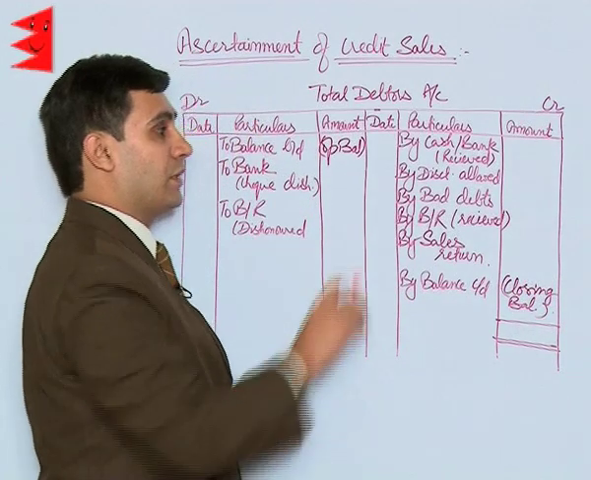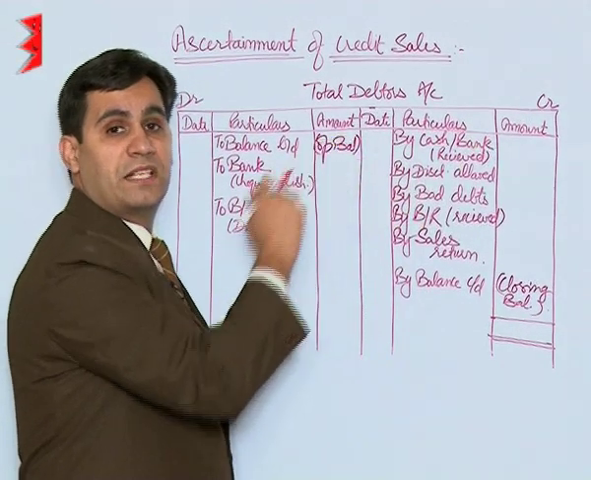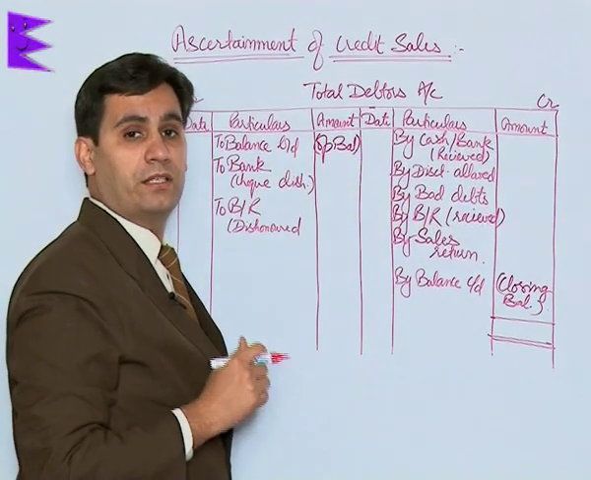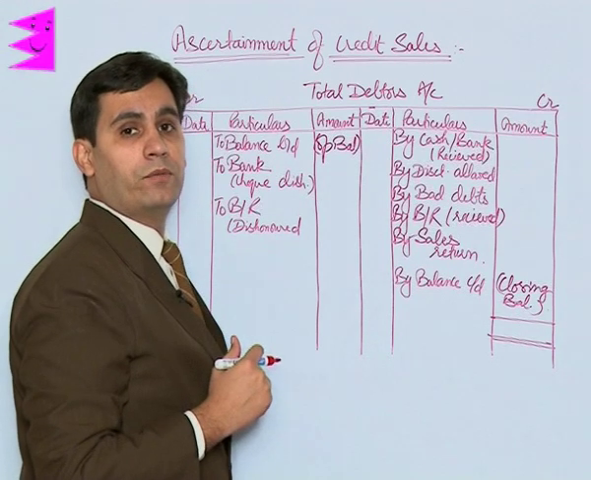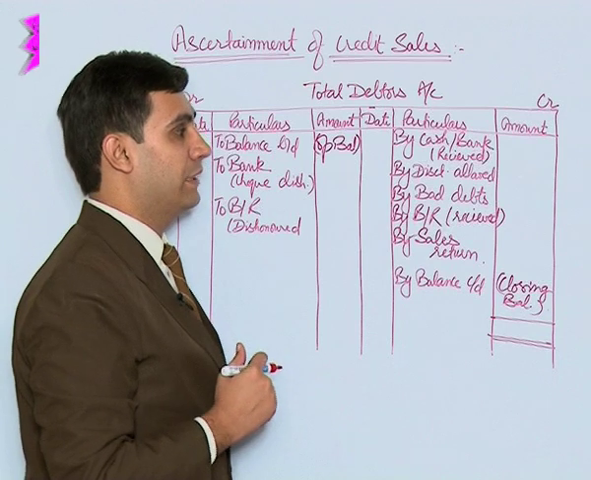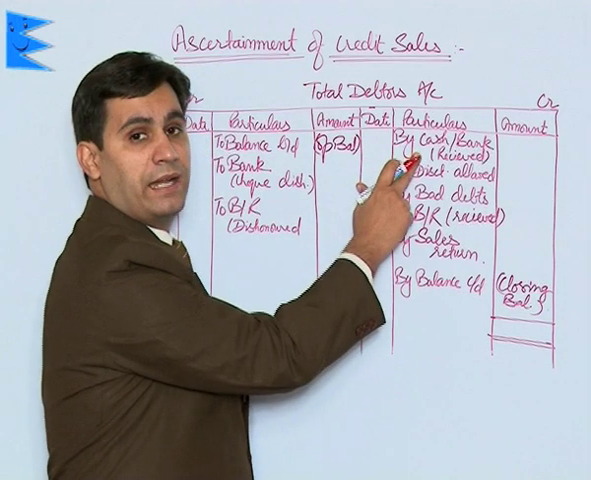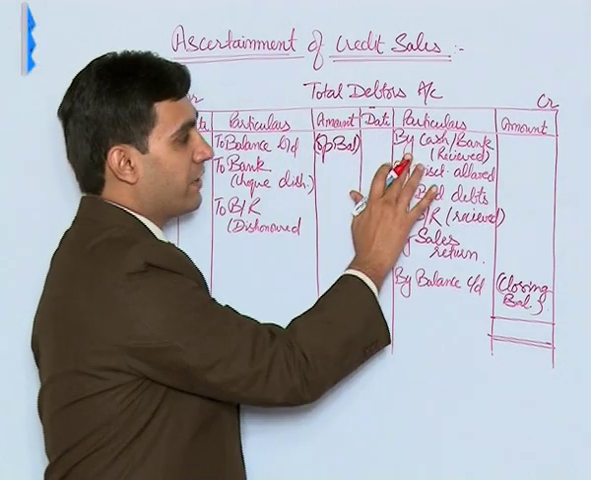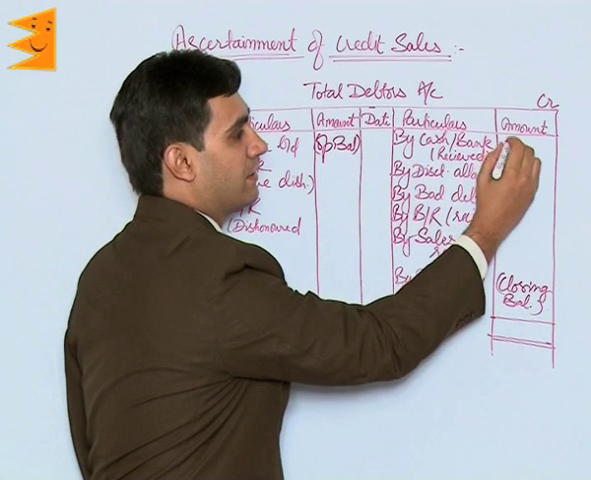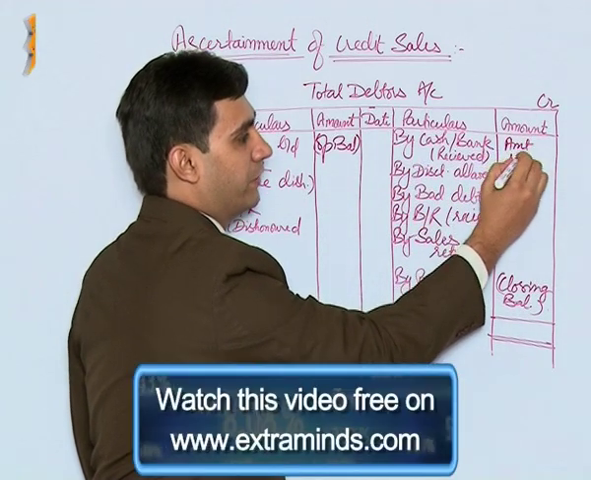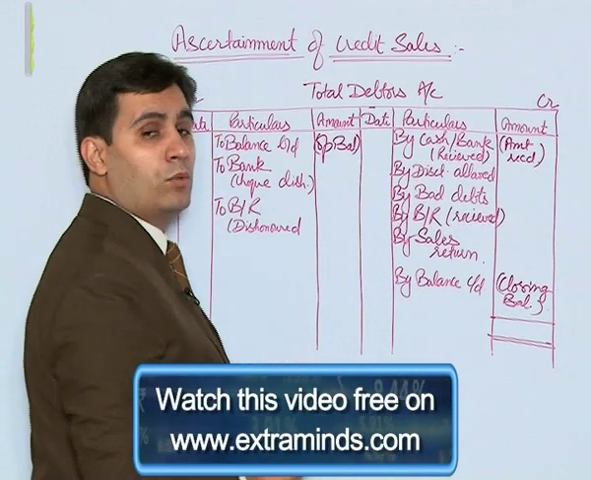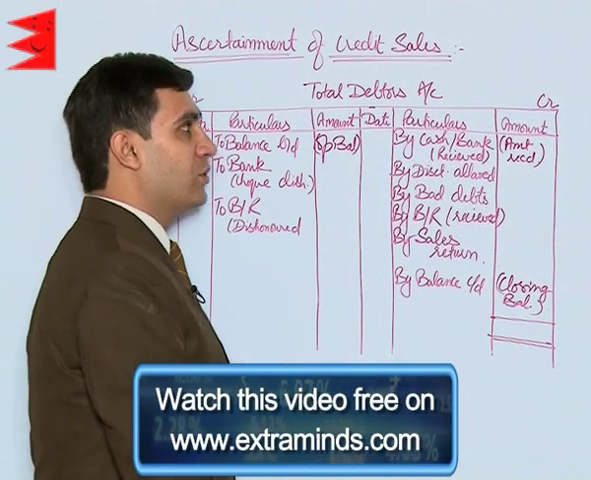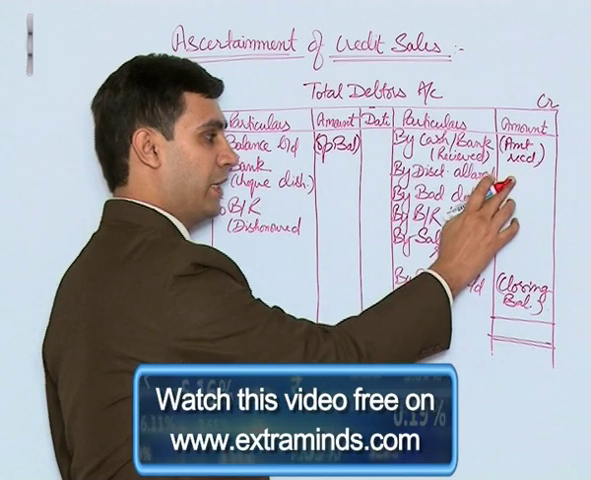Now students, this entry here represents the amount received from debtors during the year. As when we receive the amount, the journal entry would be cash account to debtors. So cash is debited and debtors are credited. So this entry is put on the credit side, that is amount received. Then any discount allowed to debtors reduces the amount of debtors, so it is put here.